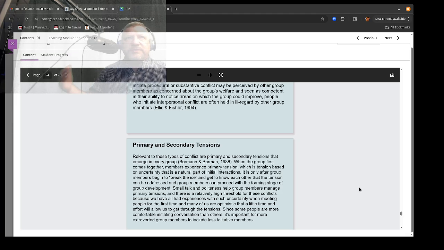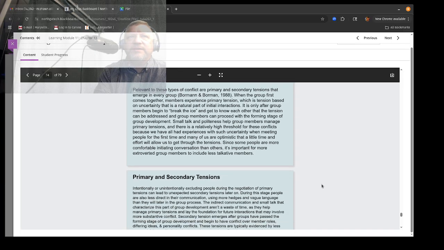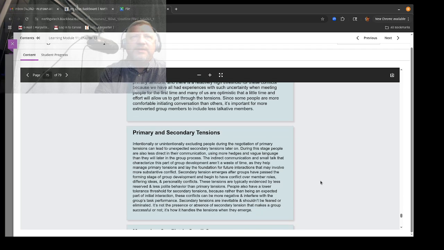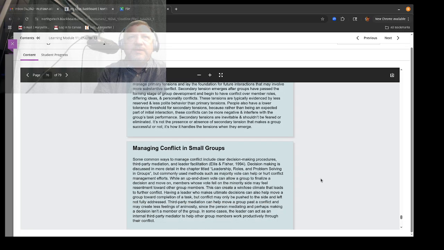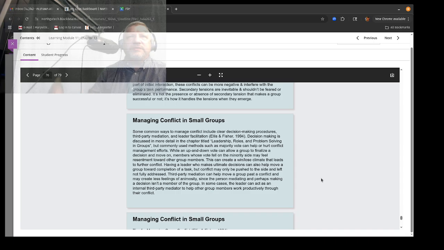Also, there can be primary and secondary tensions. Sometimes people take longer to get warmed up in a group as far as getting to know people and then voicing their opinions. So again, we need to take those into consideration. Please read through this section. It looks like I'm running out of time, so I'm not going to be able to cover everything. Like I said, I could teach a whole class on this for a whole semester and help us be better at group communication. When we think about managing conflict within small groups, sometimes third-party mediation could become necessary.